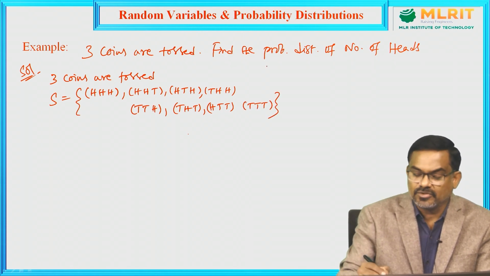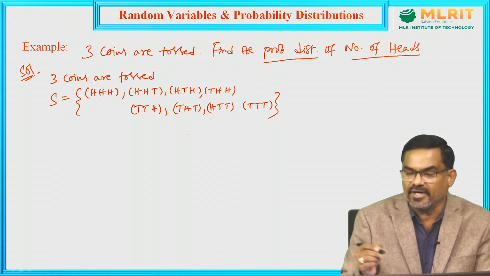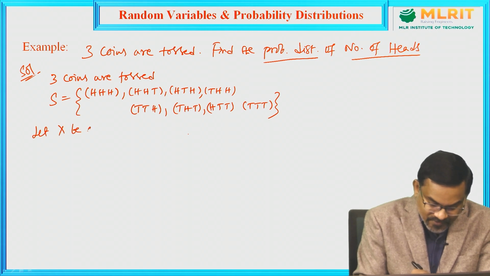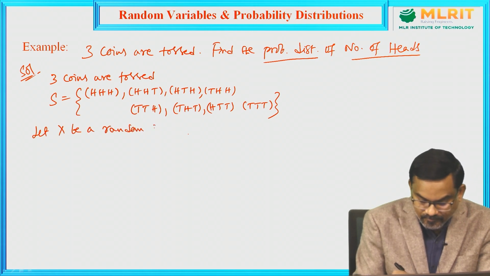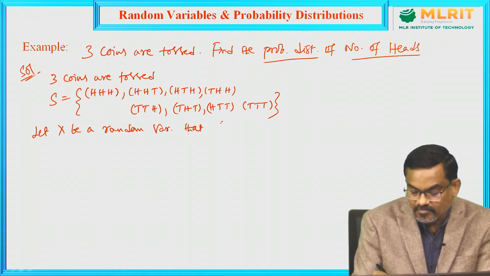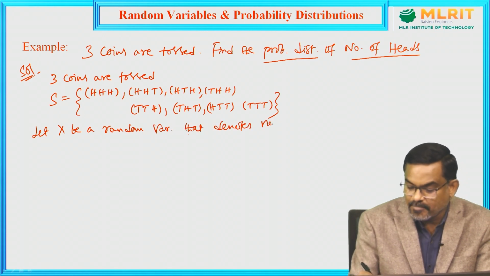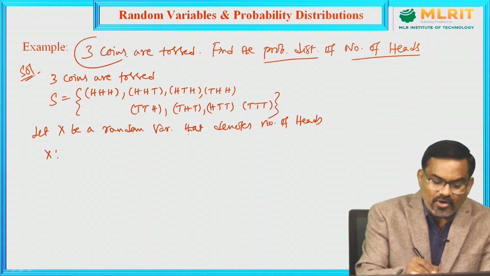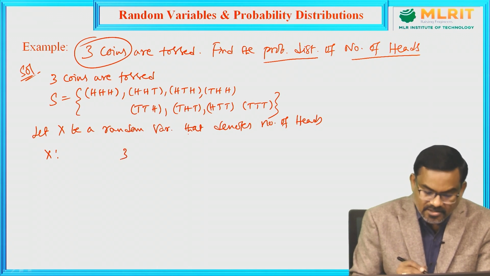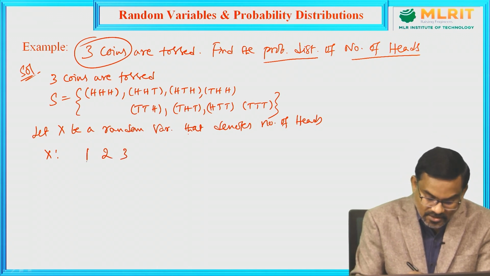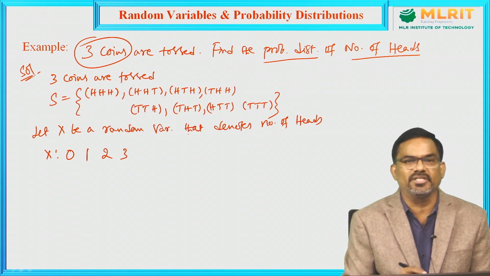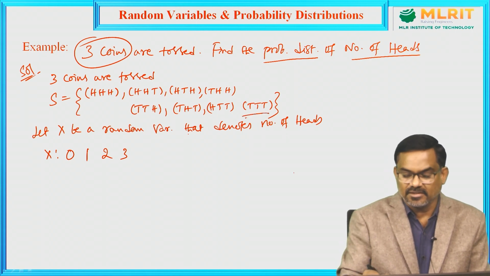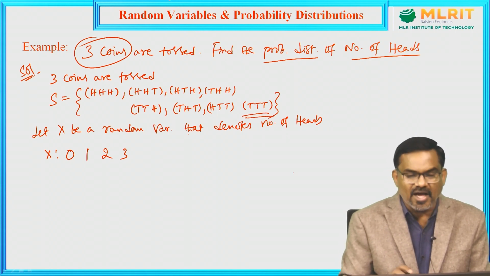Now, the question is to find the probability distribution of number of heads. We are talking about number of heads. Hence, let capital X be a random variable that denotes the number of heads. Here 3 coins are tossed, so maximum we get 3 heads, or else 2 heads, or else 1, or the complete failure case, always 0 heads, all tails. So, these are the values of X.